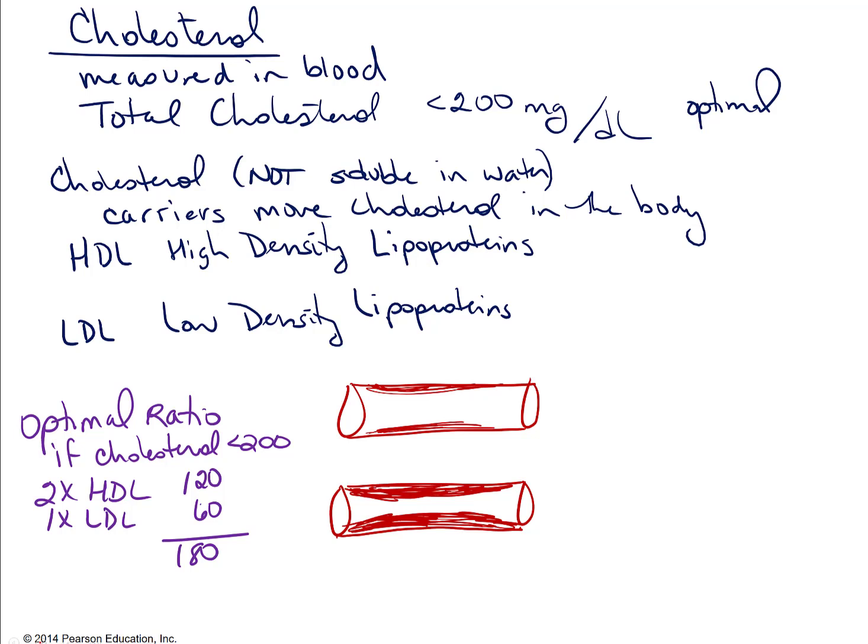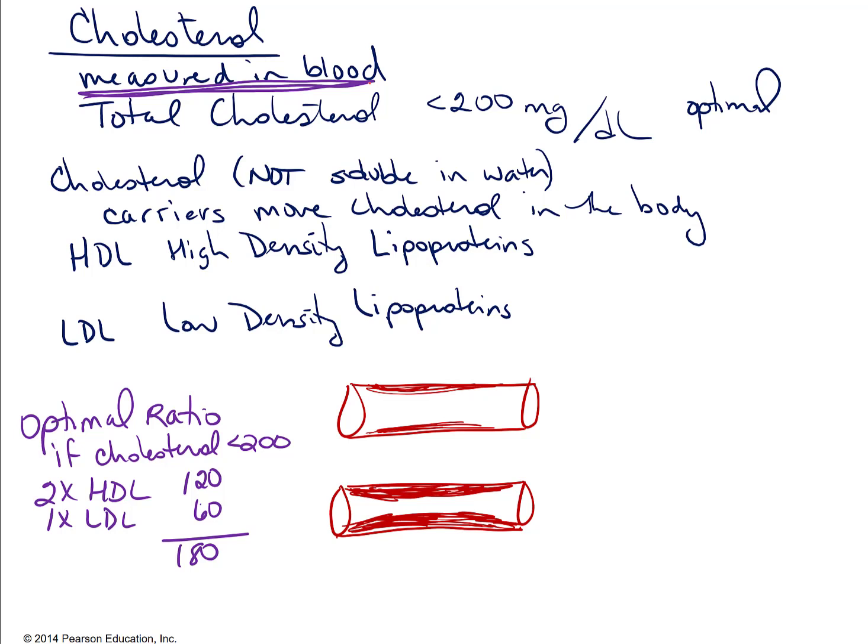And so when they talk about cholesterol, they measure it in the blood, and they talk about total cholesterol. Total cholesterol should be under 200 milligrams per deciliter. Remember, that was the same when we were talking about sugar. Milligrams per deciliter, and that's considered optimal. But that's actually a measurement of the carriers, because cholesterol is nonpolar. Cholesterol doesn't mix with water, and your blood is water-based. And so you have to have a carrier.